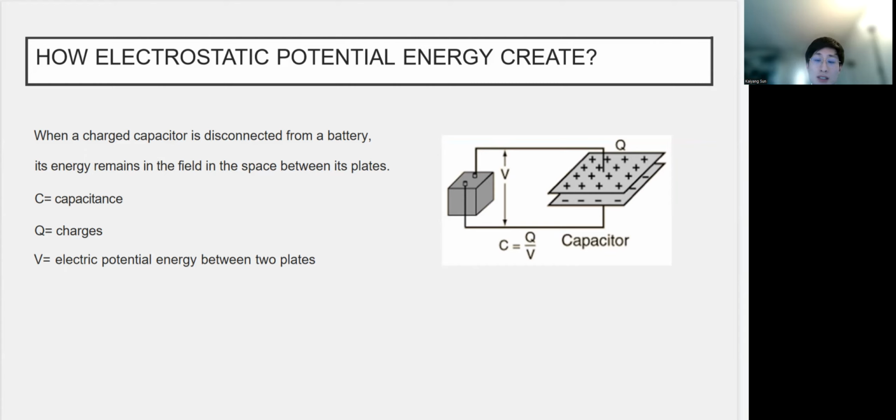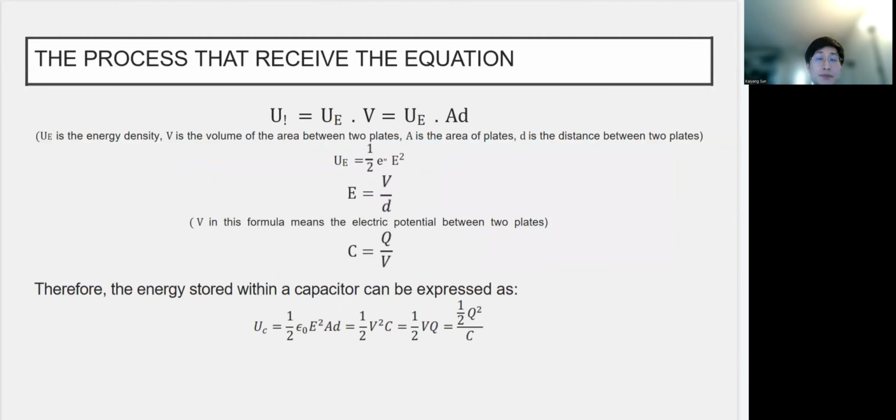The formula is C equals Q divided by V. C is capacitance, Q is charge, V is the electric potential difference between two plates. Then let's see how to calculate the energy stored in a capacitor.